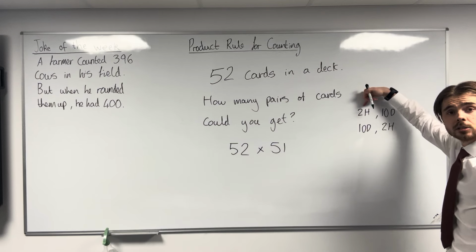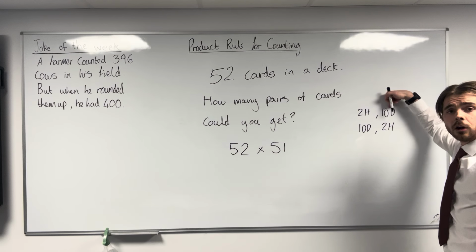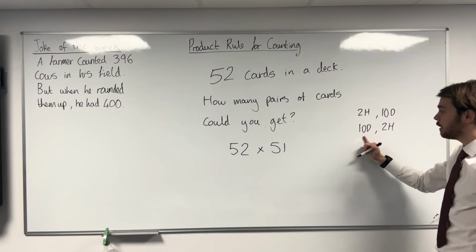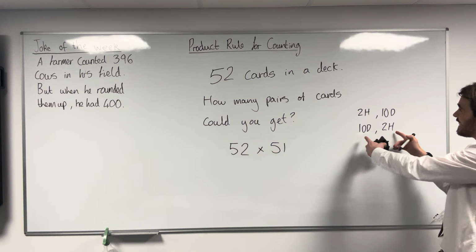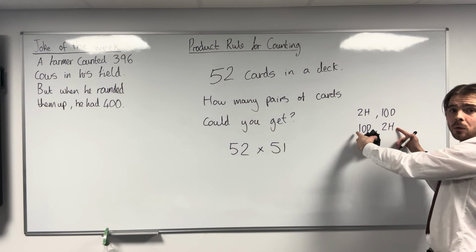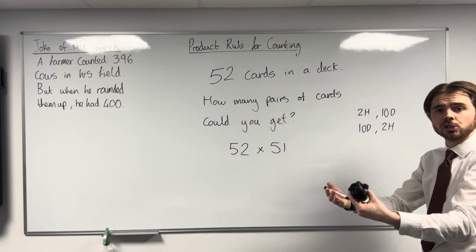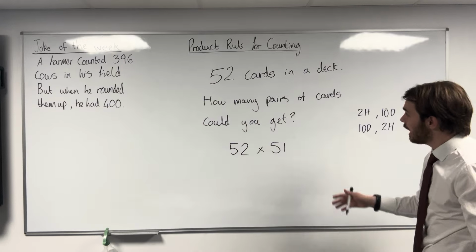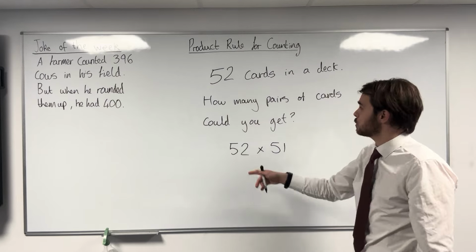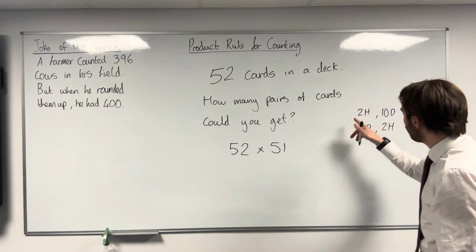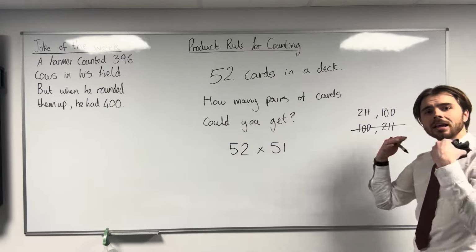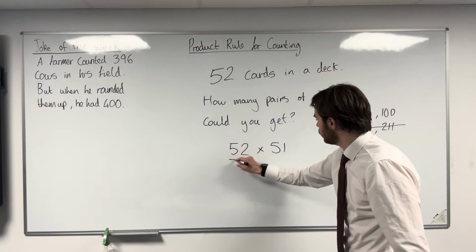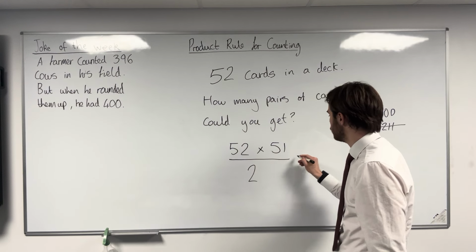You've got 2 of hearts being picked first, and then the 10 of diamonds, and it's also accounting for the 10 of diamonds and then the 2 of hearts. Well, that's actually the same pair. So that's too much of an answer. So in this particular case, when it's talking about pairings, we only want one of these answers. So let's say the first one. So to account for this, you have got to do a divide by 2.